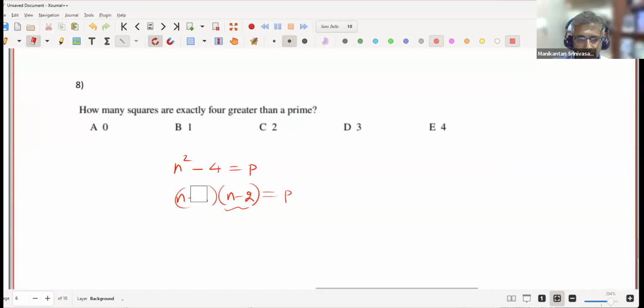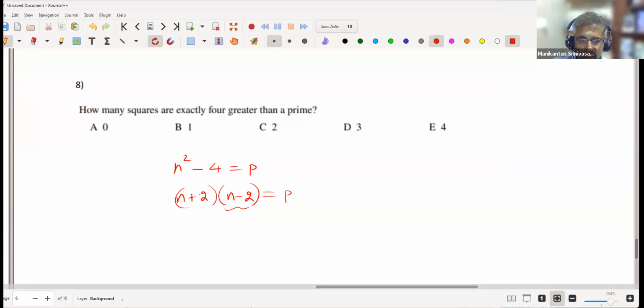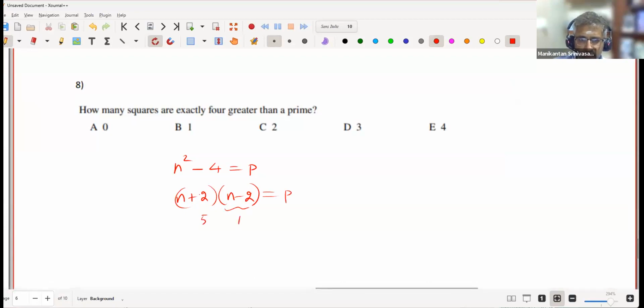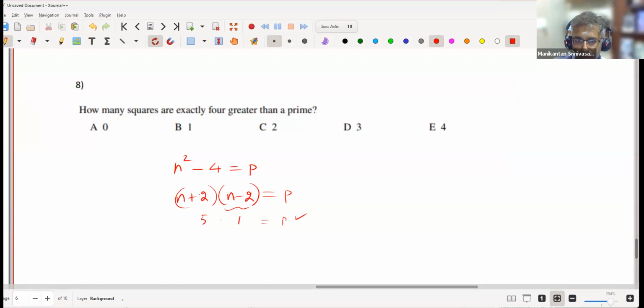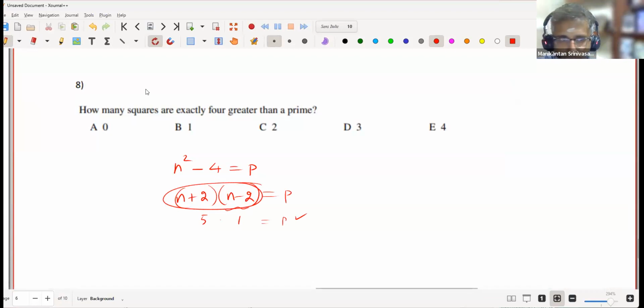Yeah, n is 3, right? Same method, right? So this becomes 1, this becomes 5. Therefore, 5 into 1 is P. Okay, there's no other possibility for the product of n minus 2 and n plus 2 to be prime. Yeah. Navya, realize your mistake. Yes.